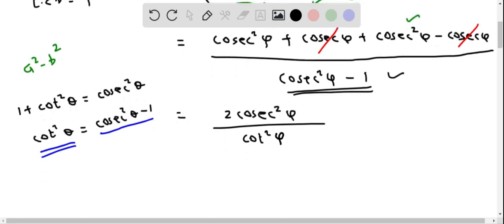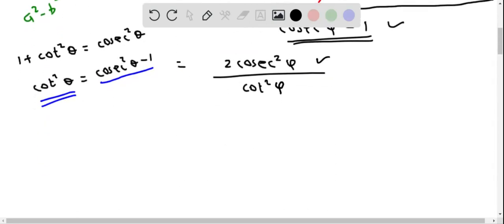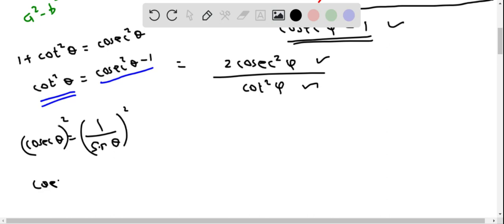Now let's simplify this by rewriting this cosecant squared phi as well as the cotangent squared phi in terms of sine and cosine. So we know that cosecant theta equals 1 over sine theta. Therefore, when we square both sides, cosecant squared theta will be equivalent to 1 over sine squared theta. So now I'm going to replace this cosecant squared phi with 1 over sine squared phi.